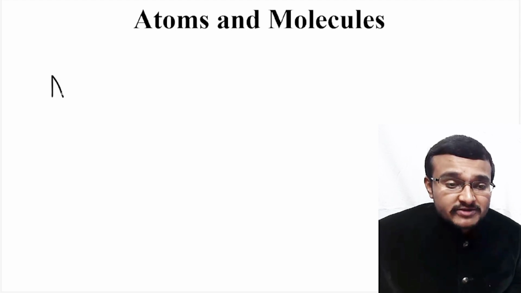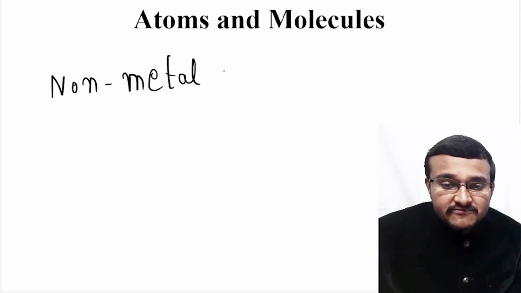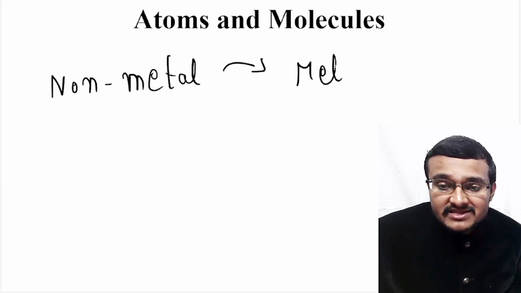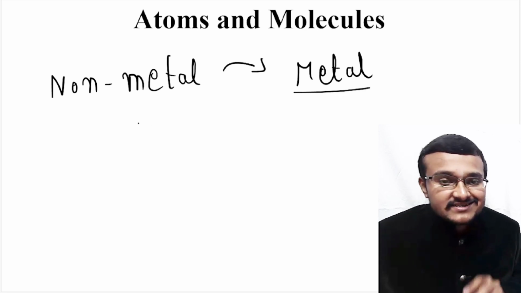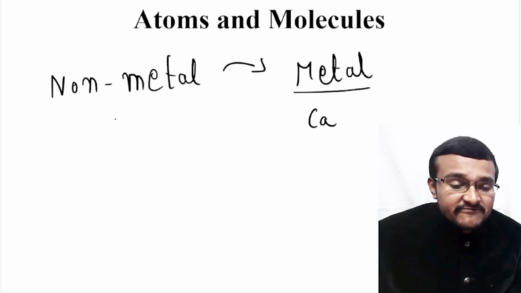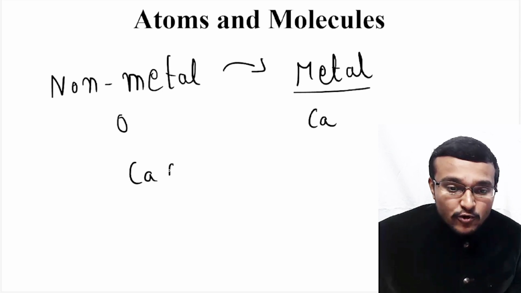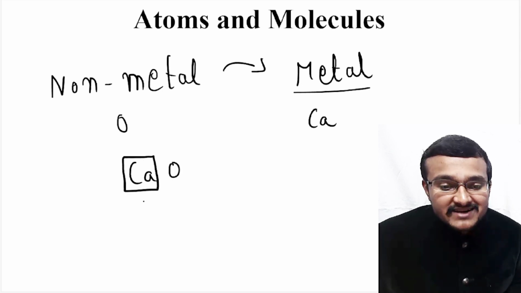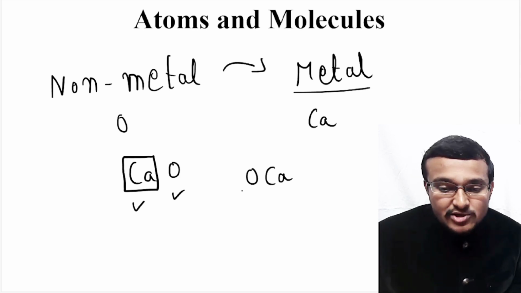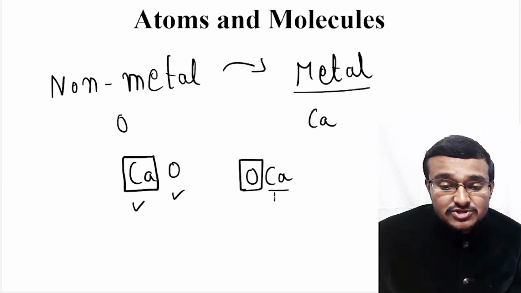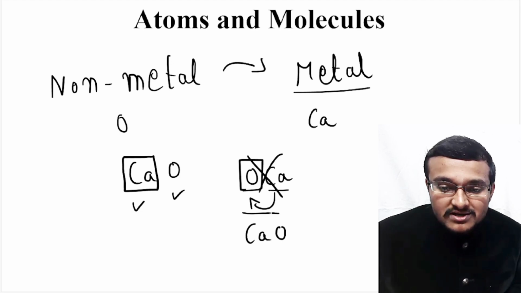And one important rule which you should remember is that when a non-metal is combining with a metal, the metallic atom symbol should be written first. That is, if calcium is a metal and oxygen is a non-metal, and they form a bond with each other, that is actually CaO. So when you write CaO, you should always write Ca first and then the non-metal. You cannot write this as OCa. The non-metal should not be written first, the metal should be written first. So OCa is wrong and CaO is right.